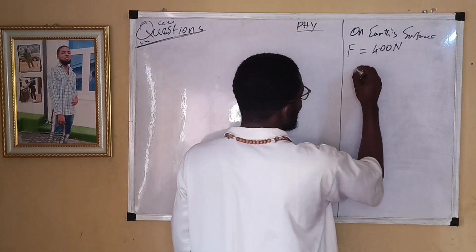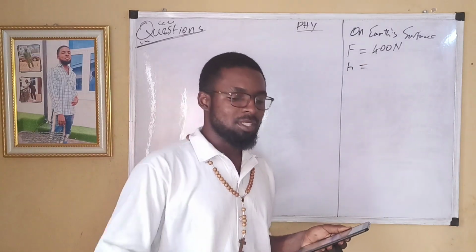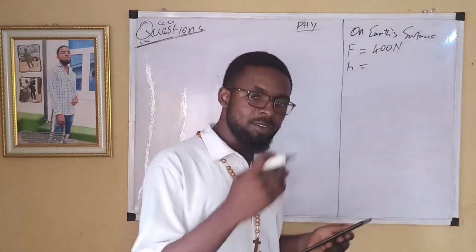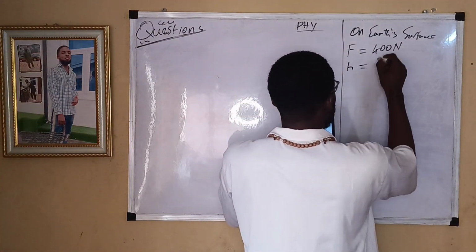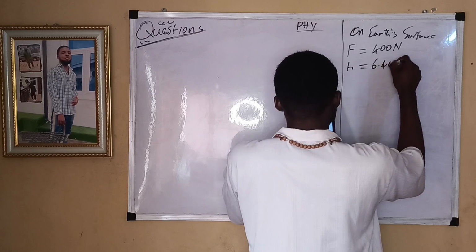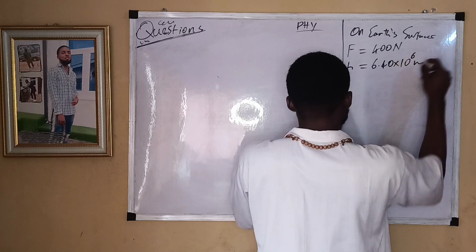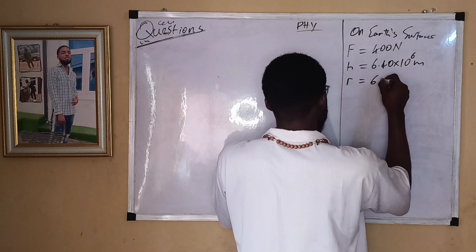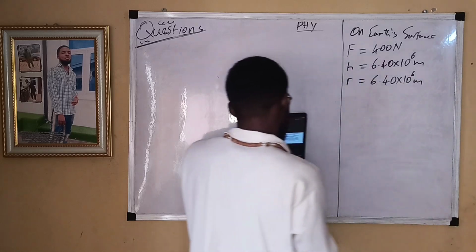So we have atmosphere of altitude. Let's say that is above the ground. That means height above the ground. Altitude is also height. If you're in my previous class, you know what I'm talking about. Height above the ground is 6.40 times 10 raised to the power of 6 meter. Taking the radius of the Earth is the same thing, 6.40 times 10 raised to the power of 6 meter.